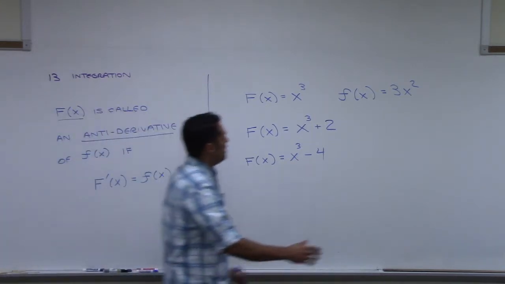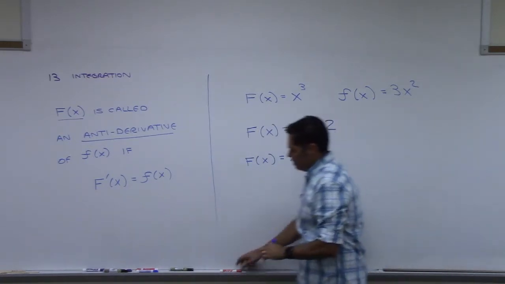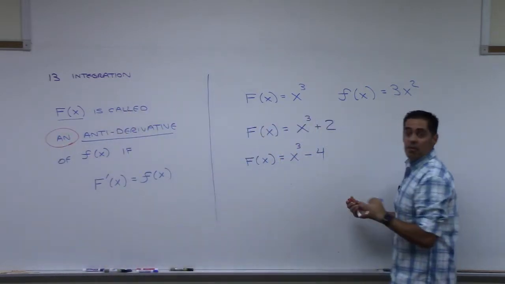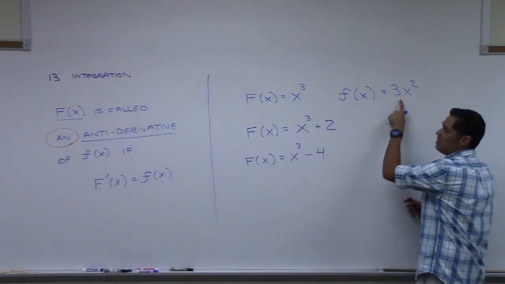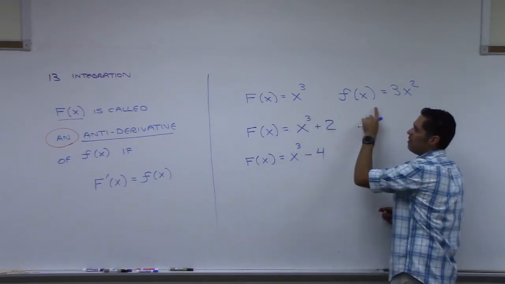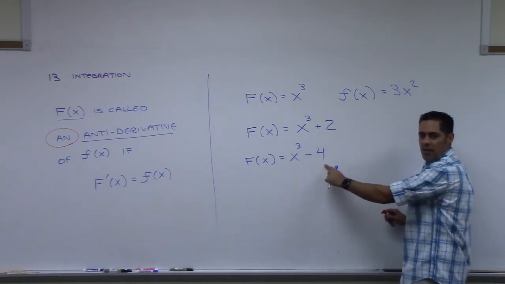So if I said, hey, look at this function, everyone, give me an antiderivative, meaning there might be more than one. Give me an antiderivative of that. Somebody might give me this, and I would say, yes, that's an antiderivative. Then someone else might give me this, and I will say, yes, that's an antiderivative. Someone might give me this, right?